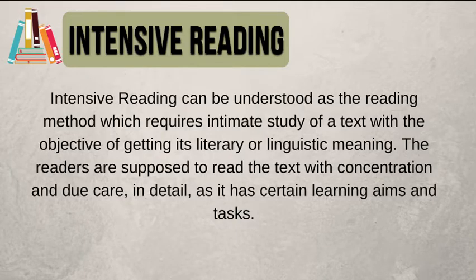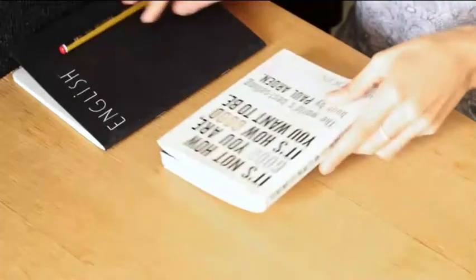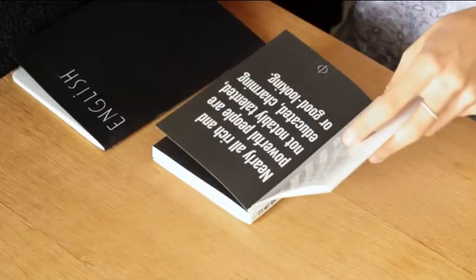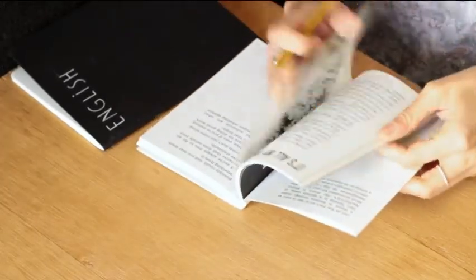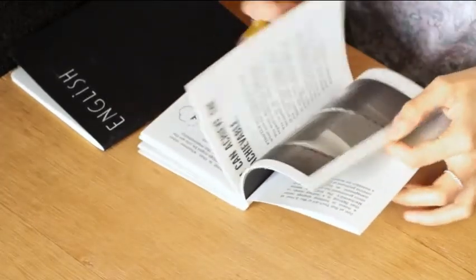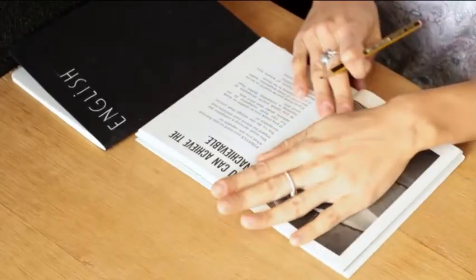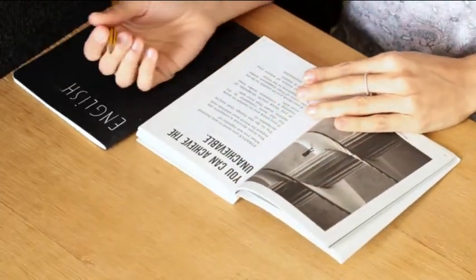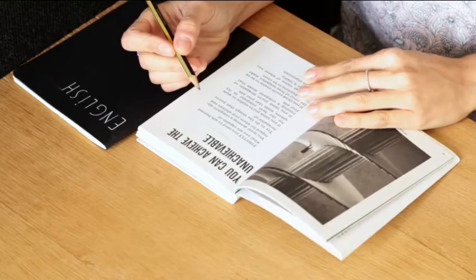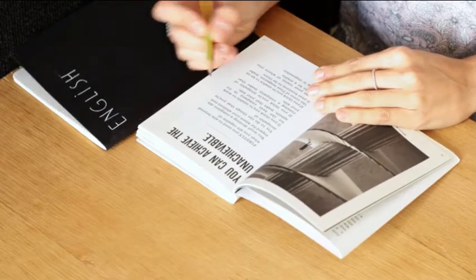The readers are supposed to read the text with concentration and due care in detail as it has certain learning aims and tasks. Basically, it is the in-depth reading of a comparatively shorter piece of reading material to gain complete knowledge from it. It aims at identifying the answers to the questions of reading comprehension. Moreover, it can be used for the purpose of skimming and scanning and the concentration of the sentences.